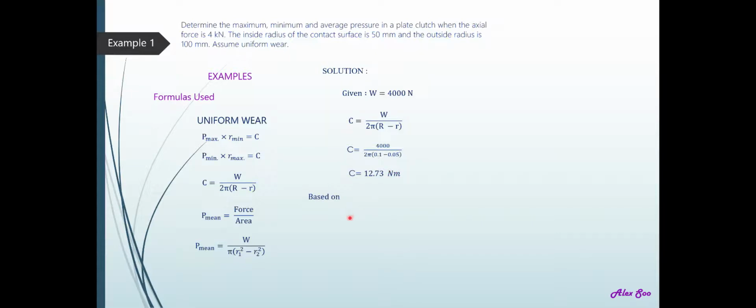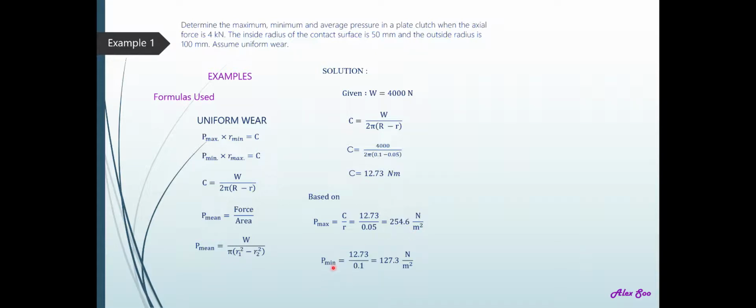So based on uniform wear theory, if we want to find P max, then we can take C over the minimum radius. That is 0.05, the 50 mm. So you get 254.6 Newton per meter square. Because C is in Newton per meter, divided by meter, you have Newton per meter square.